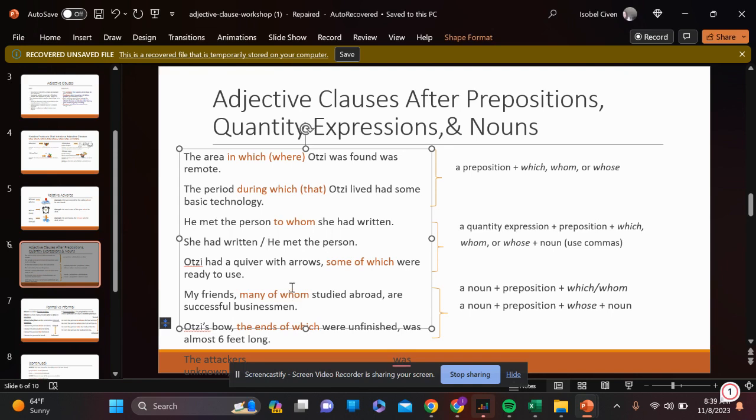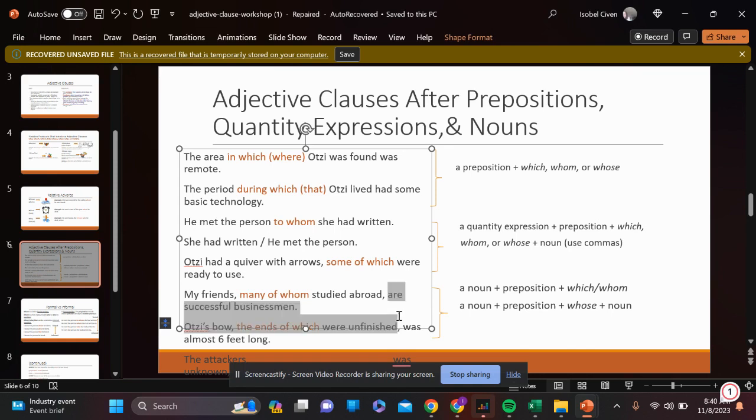All right, and then we also use adjective clauses for quantity expressions, like Otzi had a quiver with arrows, comma. You need the comma before the quantity expression and the adjective clause: some of which we're ready to use. Also, you can put this in the middle of the sentence too. You can put the quantity expression in the adjective clause in the middle of the sentence. My friends, many of whom studied abroad, are successful businessmen.